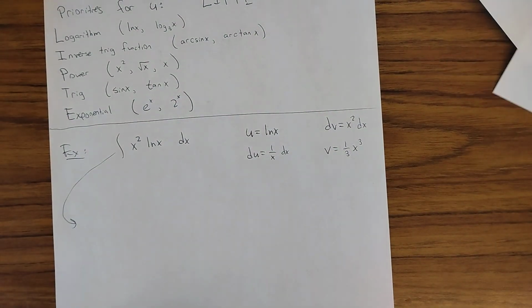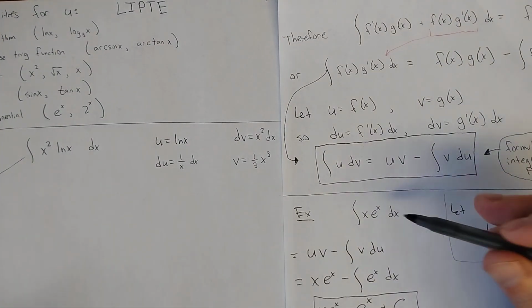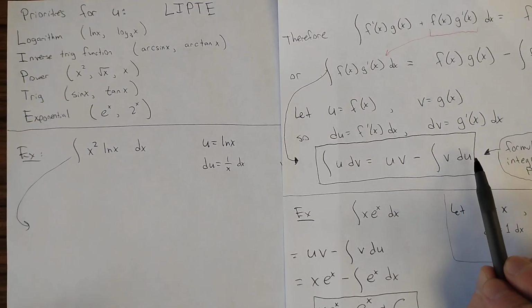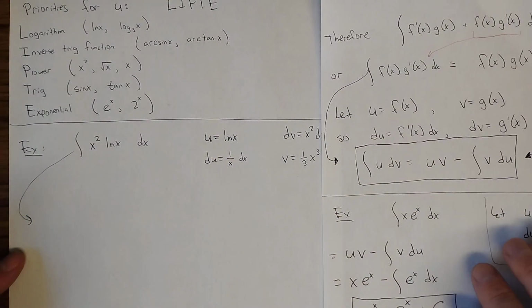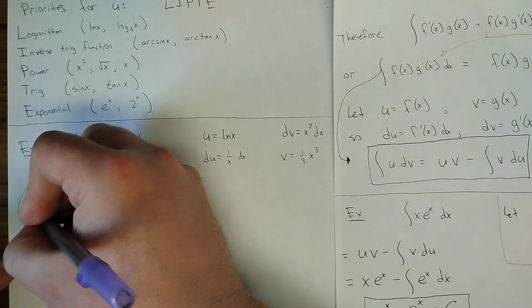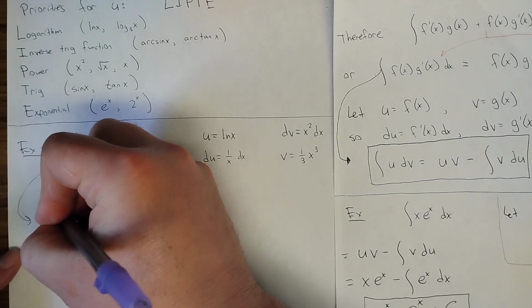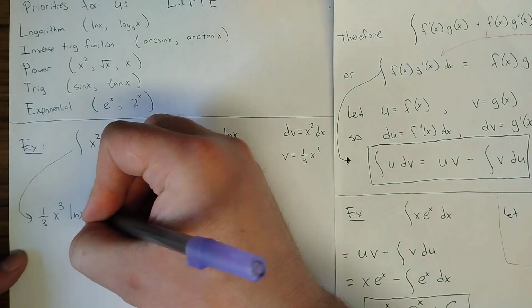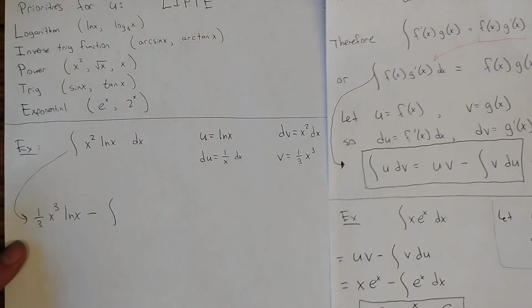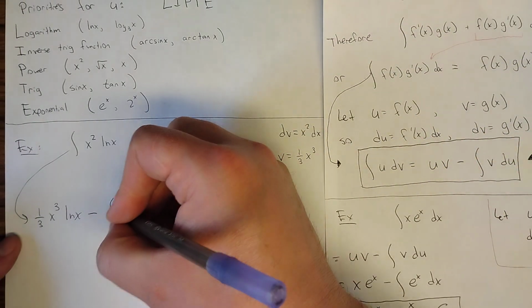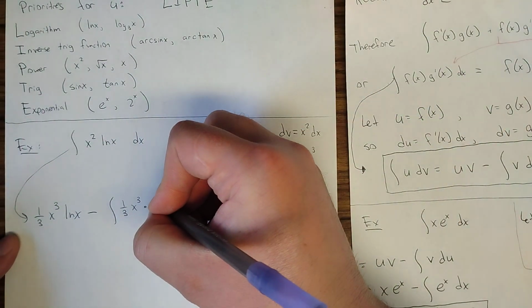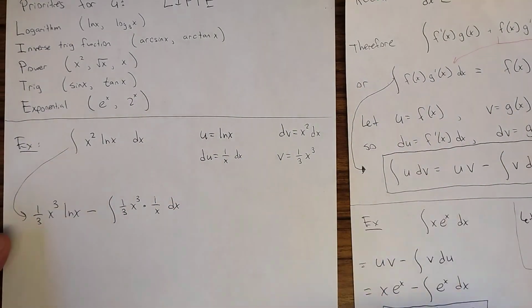This turns into, I've got my formula right here, it's uv minus the integral of v du. So here I go. u times v is, maybe I'll write this first. It looks a little better. So that's u times v minus the integral of v du, which is 1/3 x cubed, and then du is 1 over x dx.